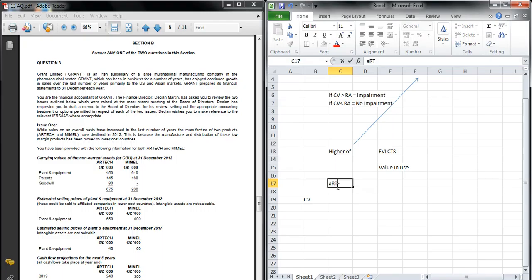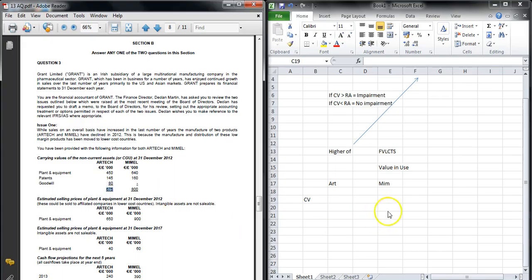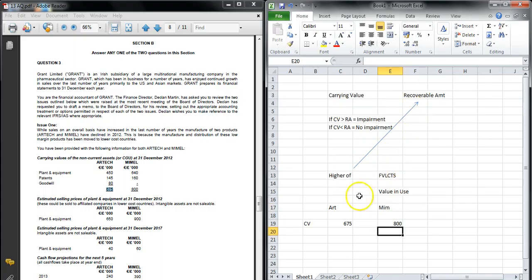We'll just call this ART and we call this MIML. The carrying value here, is all the assets, because it's a unit, is 675, and the carrying value for MIML is 800. So that's our first step done.